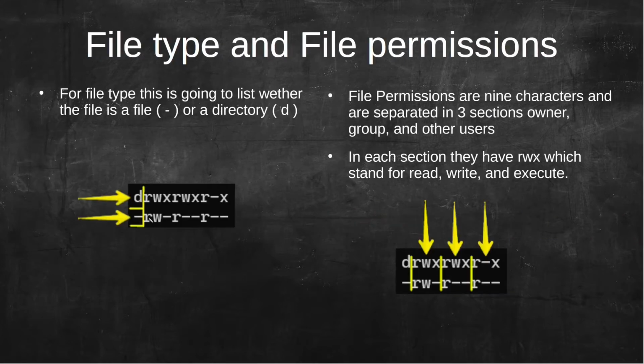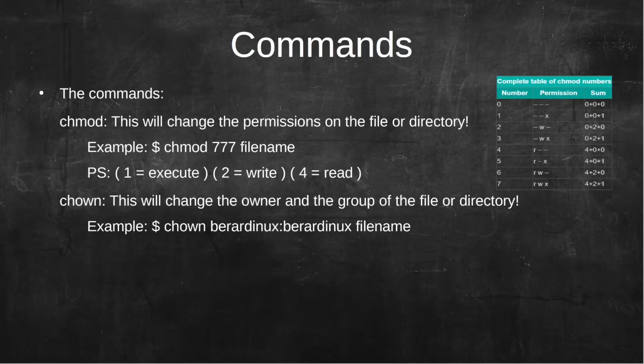Now, like I said before, it's either going to be a D or a dash. A dash is going to be a file, a D is going to be a directory, and like I said before, this is going to be the user, group, and everybody else on the system. And one thing that you might be asking is, why does a file need to be executable? Well, I'm going to show you inside of the terminal, but whenever a directory is executable, that means that you're allowed to enter it and look inside of it and manipulate it.